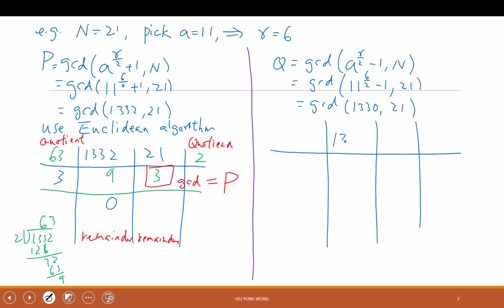So I do the same thing. I write 1330 and 21. So first I need to divide 1330 by 21. Based on what I got earlier, this must be 63 still. But then the remainder will be 2 less, right? It will be 7. Then I try to divide 21 by 7, which is 3. 3 times 7, okay, remainder is 0. So again, the last non-zero remainder is 7. This is the GCD we are looking for, and this is Q.